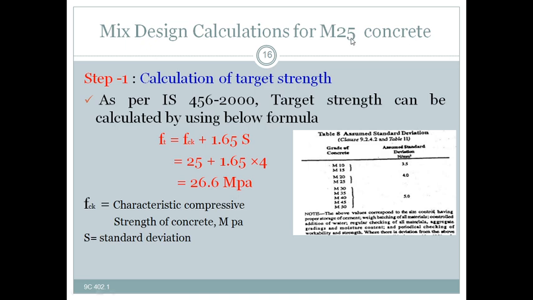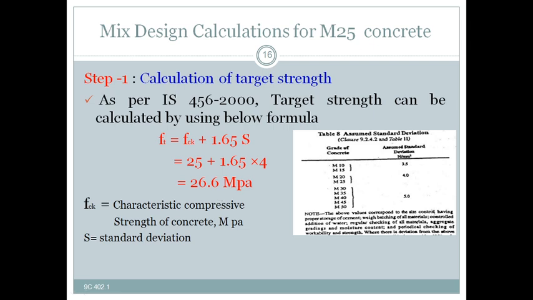Here, I am designing M25 grade concrete. For M25 grade concrete, what is the standard deviation that we can know from Table 8 of IS 456-2000? For M25 grade concrete, we can use the standard deviation as 4. By using that, FCK is 25 plus 1.65 into the standard deviation 4. If you simplify these values, then we get 26.6 MPa. So this is the target strength. For this particular target strength, I want to design the mixed proportion.